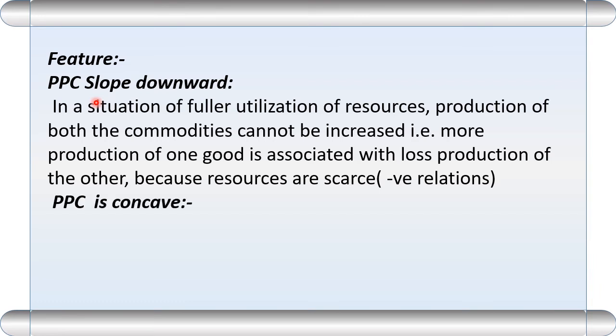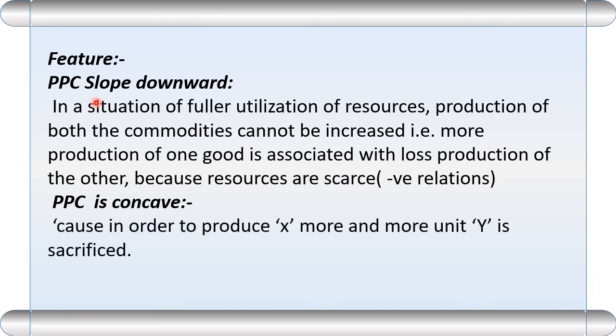The next is PPC is convex to the origin. Mostly what happens, we have seen that the shape of the PPC is convex. Why? Because the marginal opportunity cost is increasing. In order to produce X, more units of Y are to be sacrificed. So we can say that MOC is increasing.